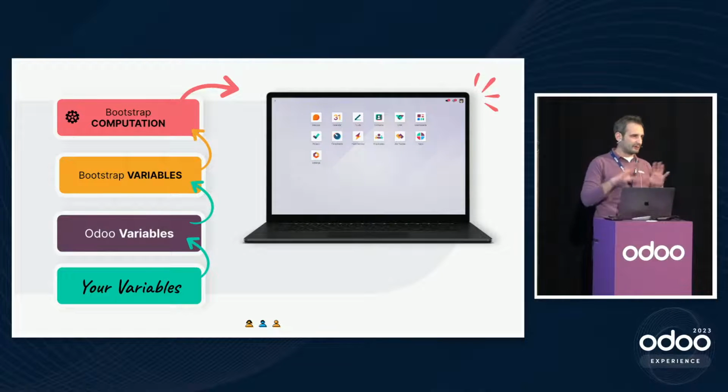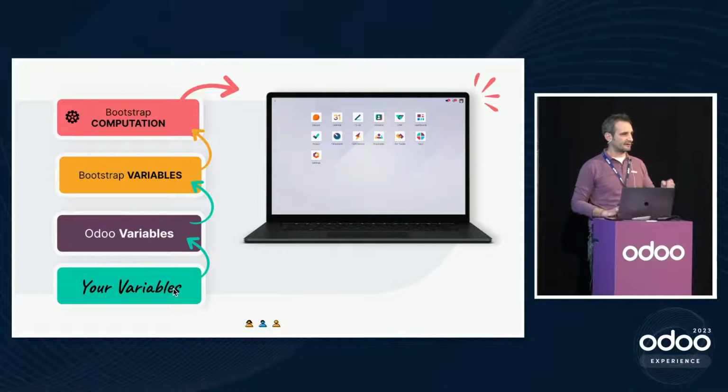So this is how it looks at the end. We have your custom variables that are defined at the very beginning. Then we have Odoo variables that customize Bootstrap variables. At the end there is the Bootstrap computation and the final result on screen. Does it make sense? Okay.